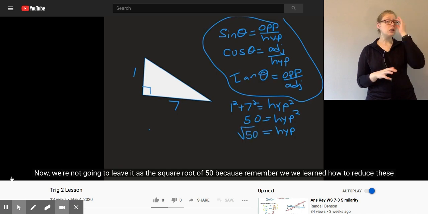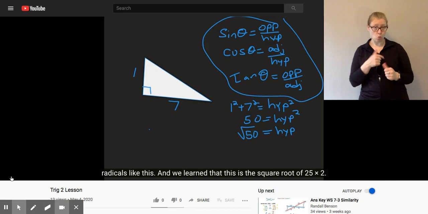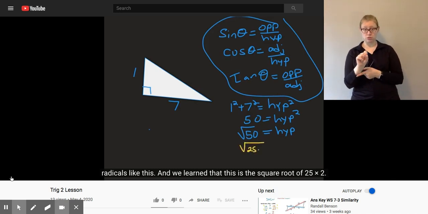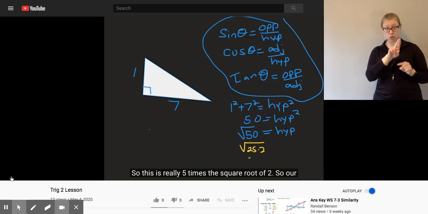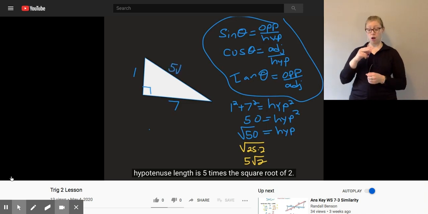Now, we're not going to leave it as the square root of 50 because remember we learned how to reduce these radicals like this, and we learned that this is the square root of 25 times 2. So this is really 5 times the square root of 2. So our hypotenuse length is 5 times the square root of 2.